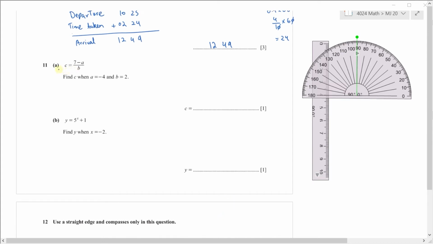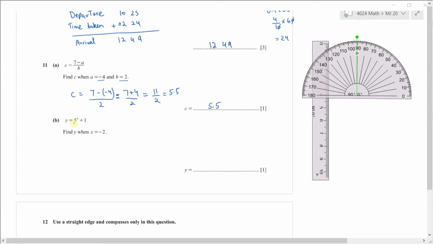Question number 11, part A. C equals 7 minus A over B. Find C when A is minus 4 and B is 2. So I'll substitute the values here. 7 minus A, which is minus 4, over B, which is 2. So this will become 7 plus 4 over 2, which is 11 over 2, which is 5.5. So your value of C here is 5.5.